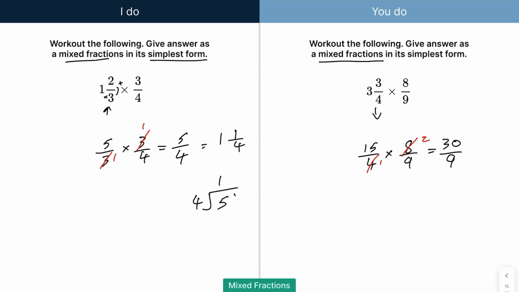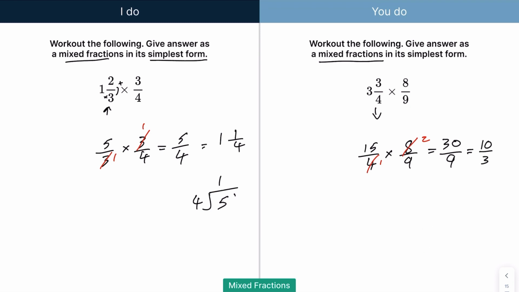Now the question does say leave your answer as a mixed fraction, so if I use the bus stop method again. So 9 into 30, so that'll be 9, 18, 27, which is 3, and that'll leave me with the remainder of 3. So at the bottom, we have the same. In fact, I could have simplified this. I've just spotted 30 over 9 can be simplified to, they both go in the 3 times table, so that'll be 3 and 10.